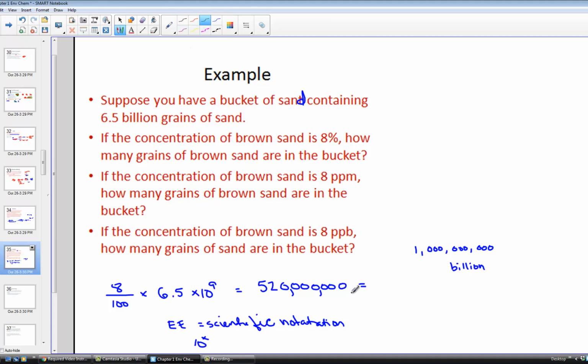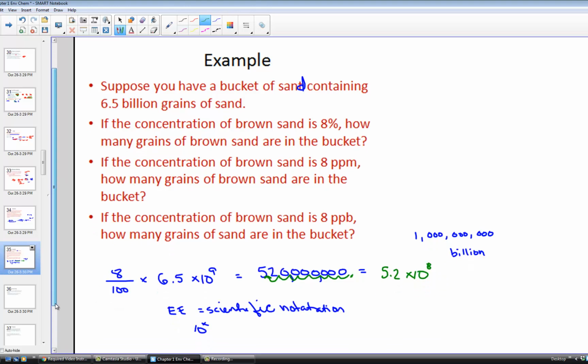Again, seeding this next lesson, here's where the original decimal is. We'd move it 1, 2, 3, 4, 5, 6, 7, 8 positions left to get to the first non-zero digit. Scientific notation would be 5.2 times 10 to the 8th power of brown sand. And we have the same process here.